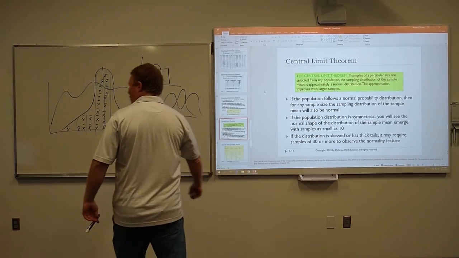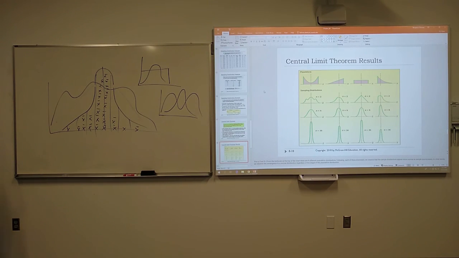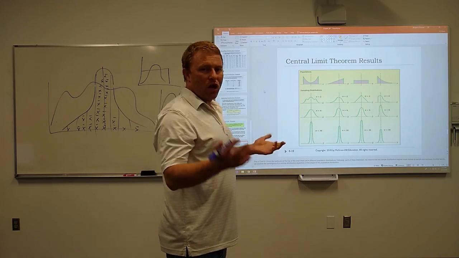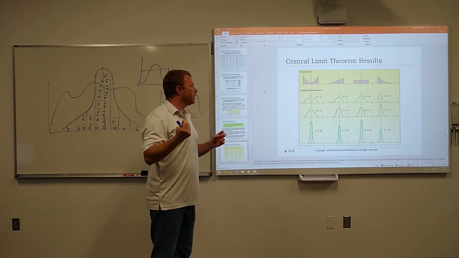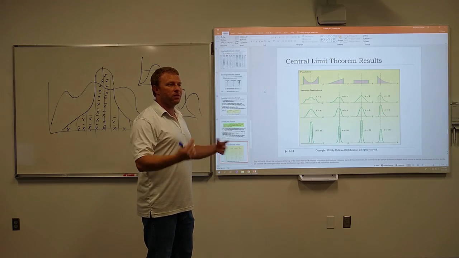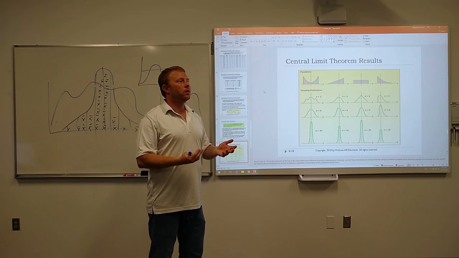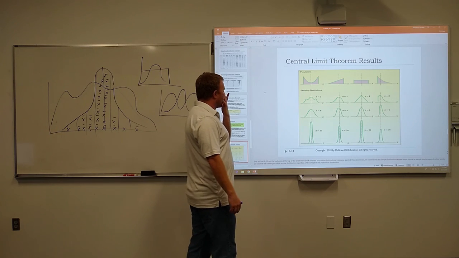Okay, so picking back up with the central limit theorem. Here's a nice chart of what I'm talking about with the sample sizes and what it's going to take in order to turn these different types of distributions into normal distributions, in order to be able to make some sense out of them, essentially. Okay?